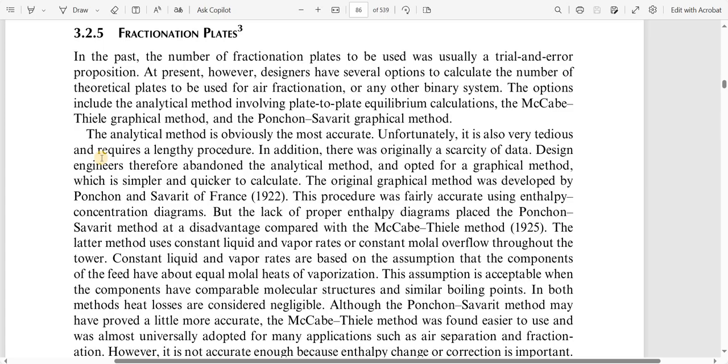The options include the analytical method involving plate-to-plate equilibrium calculation, the McCabe-Thiele graphical method, and another graphical method. The analytical method is obviously the most accurate. Unfortunately, it is also very tedious and requires a lengthy procedure.